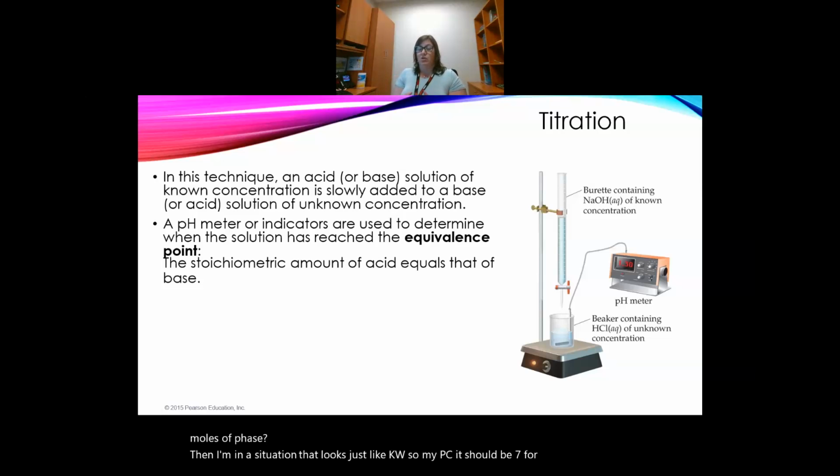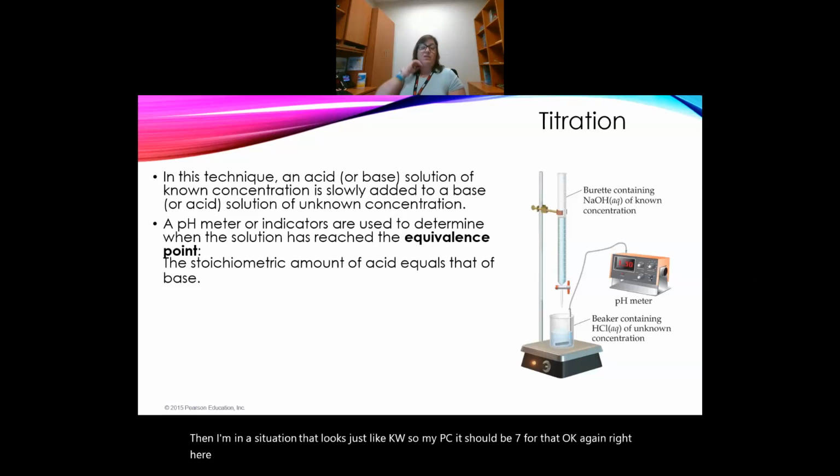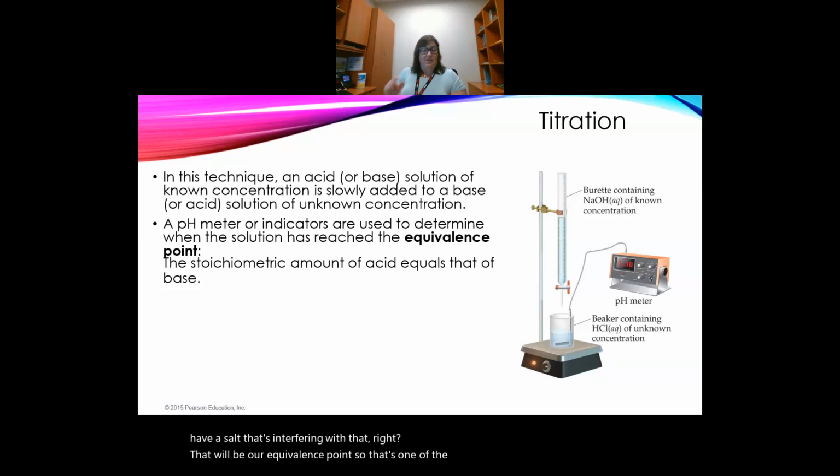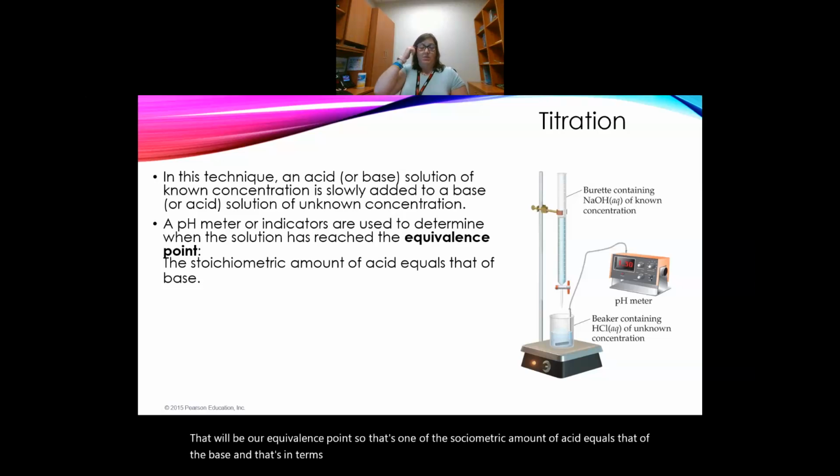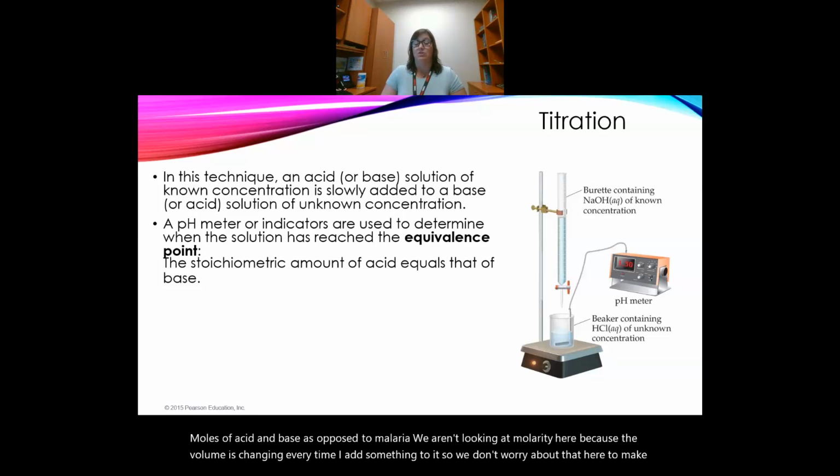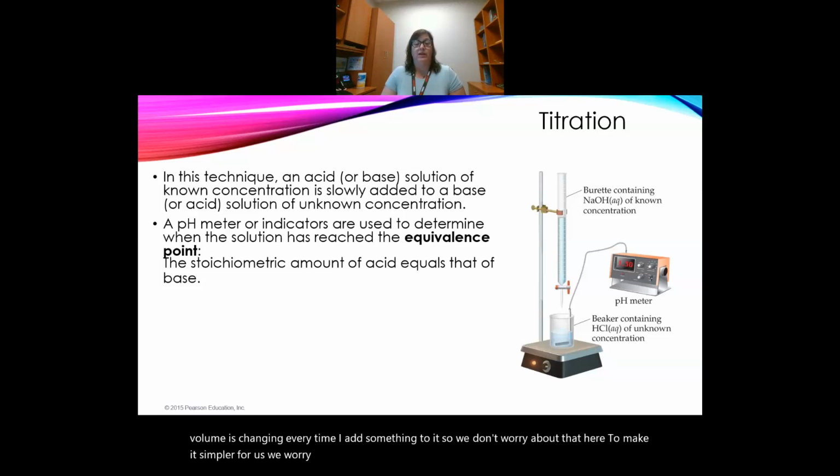Again, right here we're talking about strong acids and strong bases. So if that's the case, we're not going to have a salt that's interfering with that. That will be our equivalence. So that's when the stoichiometric amount of acid equals that of the base. And that's in terms of moles of acid and base as opposed to molarity. We aren't looking at molarity here because the volume is changing every time I add something to it. So we don't worry about that here. To make it simpler for us, we worry about just doing it in terms of moles.